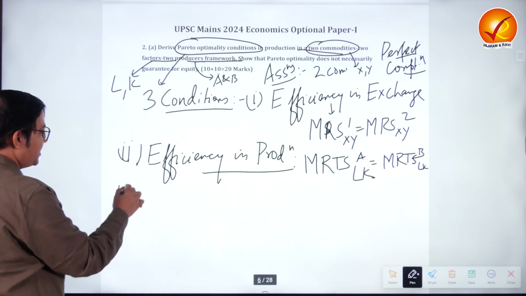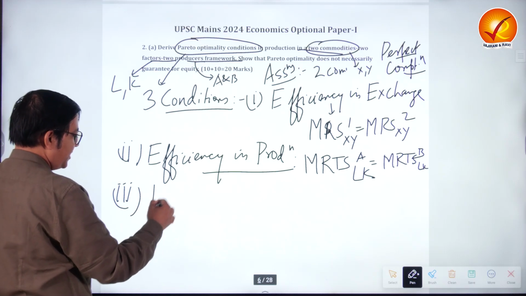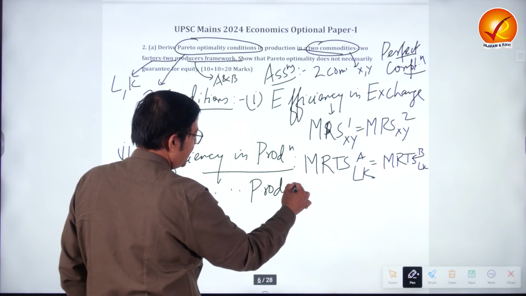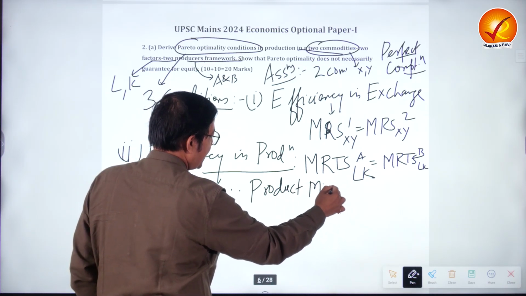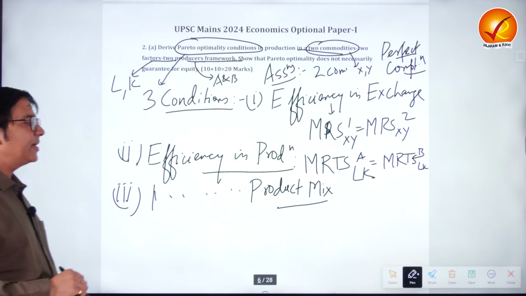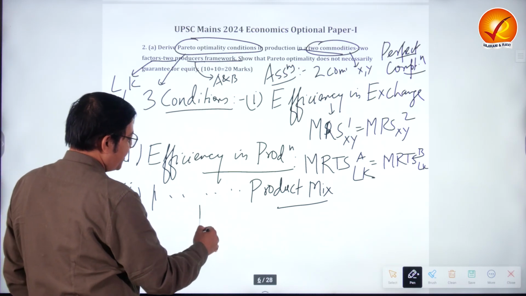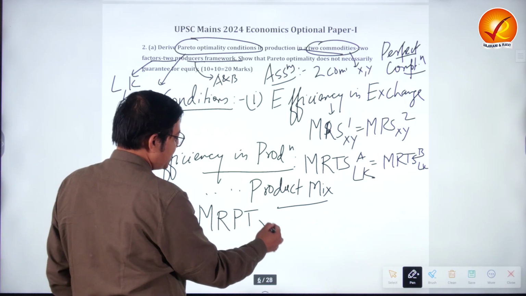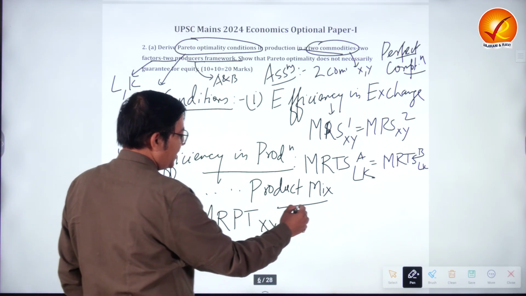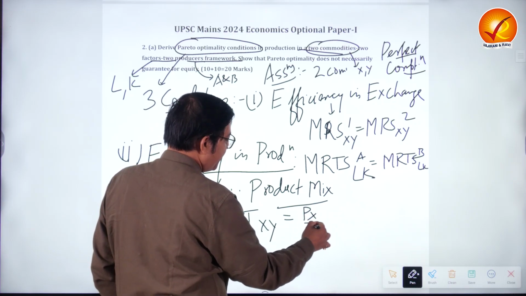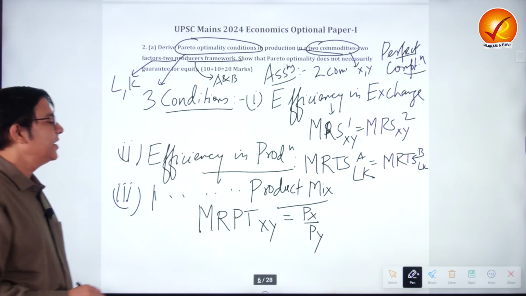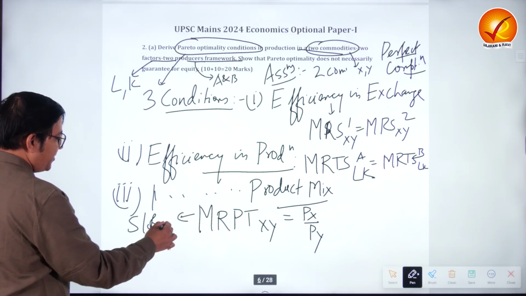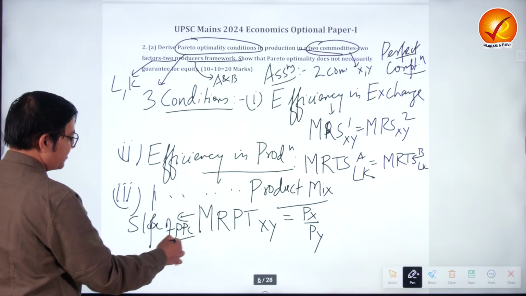That is the second condition. The third condition is efficiency in product mix, or sometimes we also call it output mix, in other words, where we talk about MRPT, marginal rate of product transformation of X for Y, being equal to Px upon Py, which is the price ratio. This MRPT is nothing but the slope of PPC, the production possibility curve.